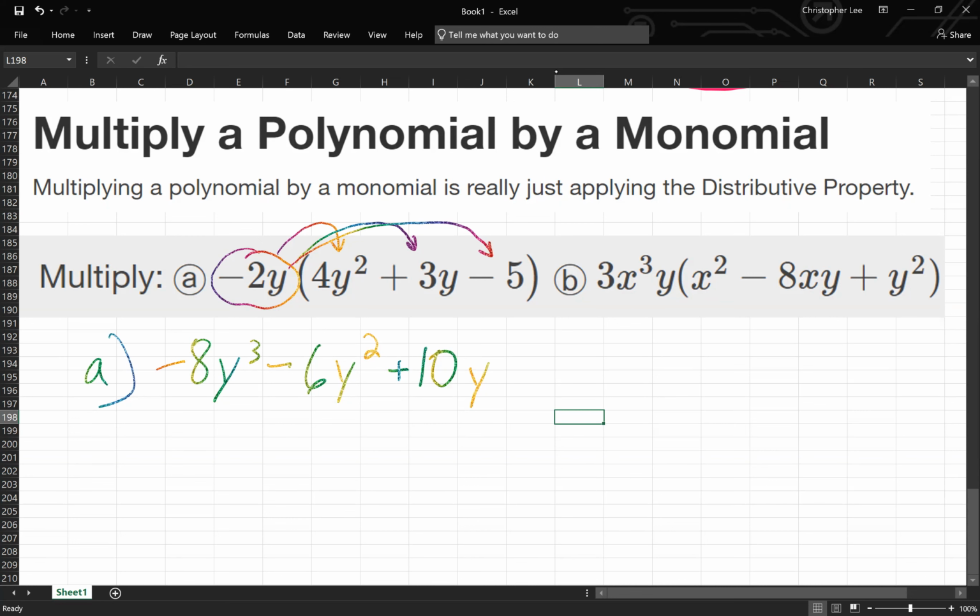How would you know what formula to use? How would you tell if it's a polynomial?